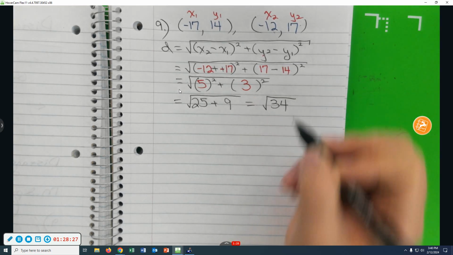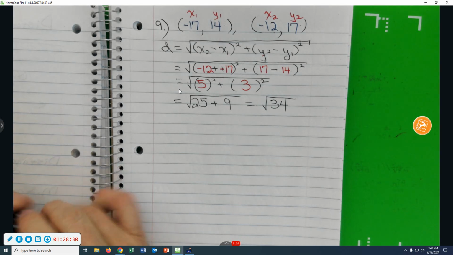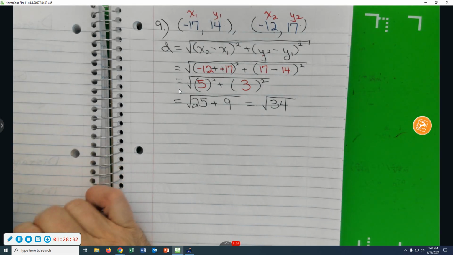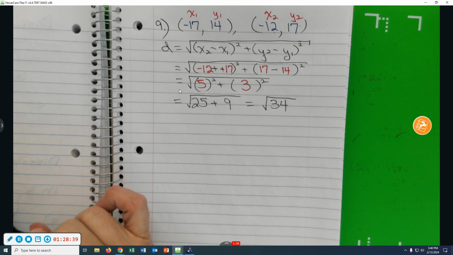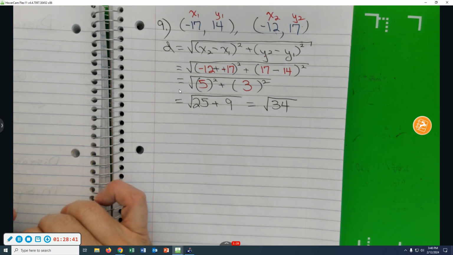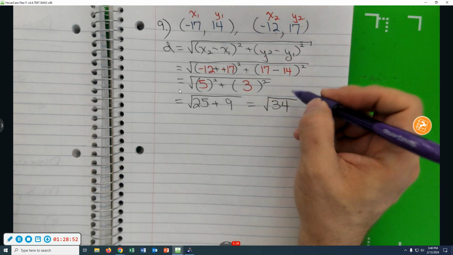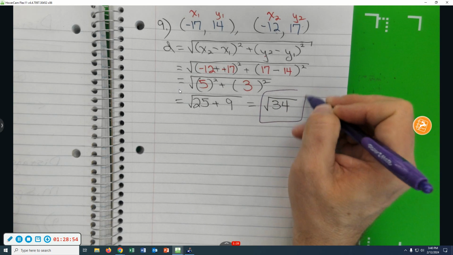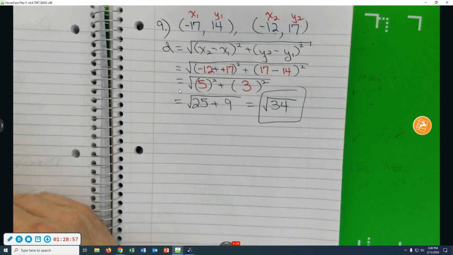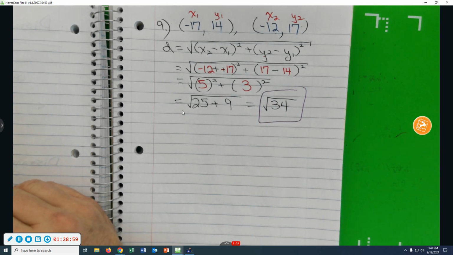Is 34 a perfect square? No. Is there a perfect square that divides evenly into 34? Think back to how we were reducing those square roots at the beginning of the semester. No: 4, 9, 16, 25. It's amazing, the first stuff we did, we're doing it still. So we're just stuck with the square root of 34 as our distance.